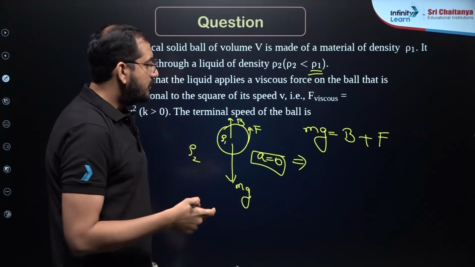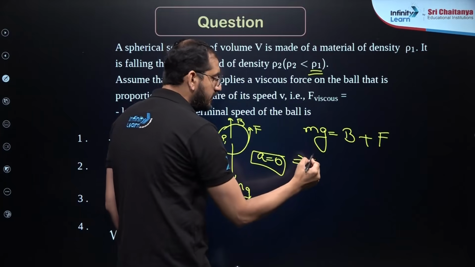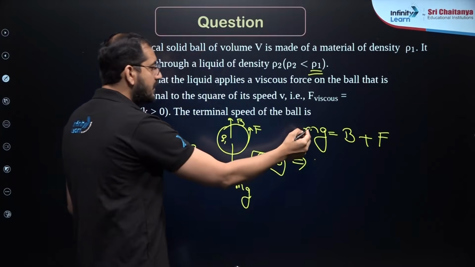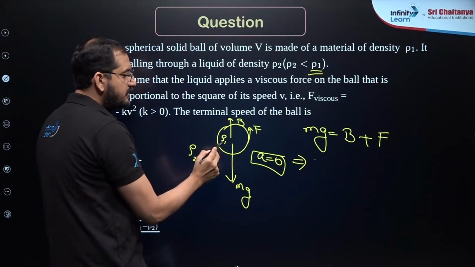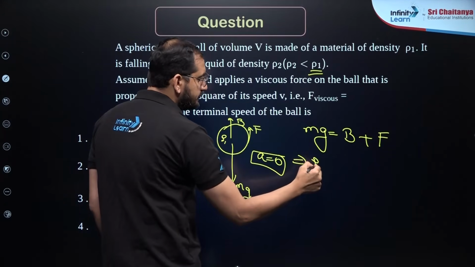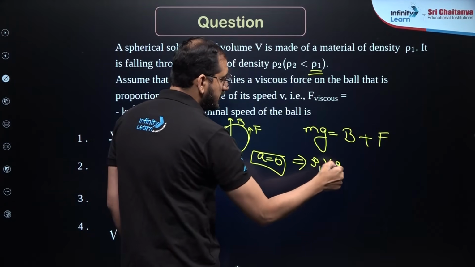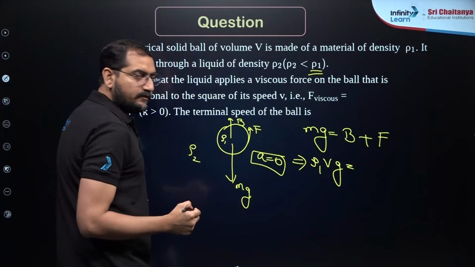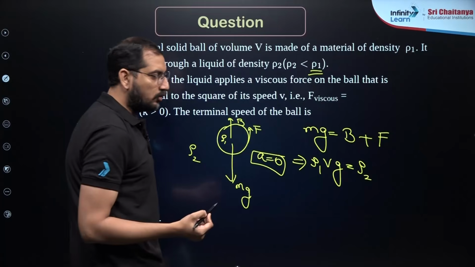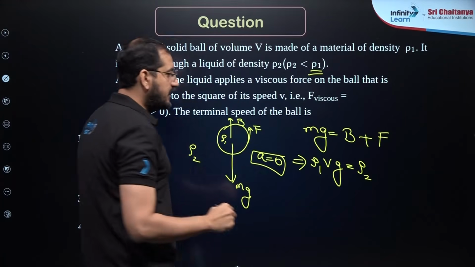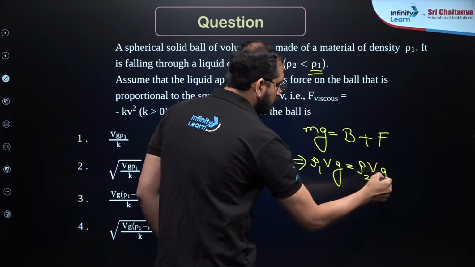Now let us write down the expression for the mass. Mass is density multiplied by volume. But which density? This m belongs to the object. So the density of the object I need to use: ρ1 into V times g. What about the buoyant force? In the formula for the buoyant force we get the density ρ2, which is the surrounding medium, multiplied by V into g.